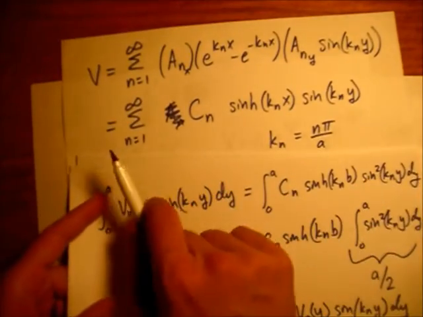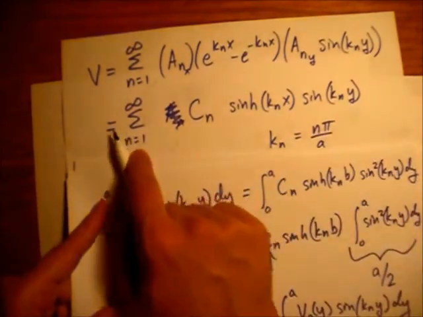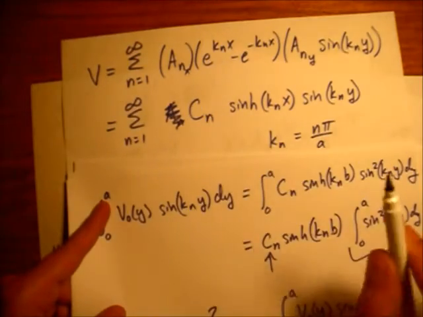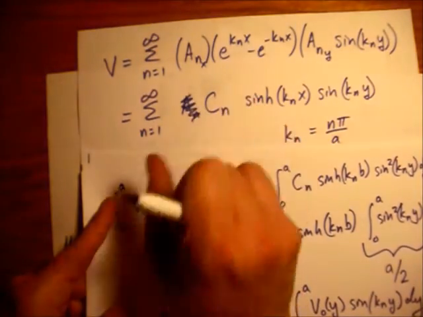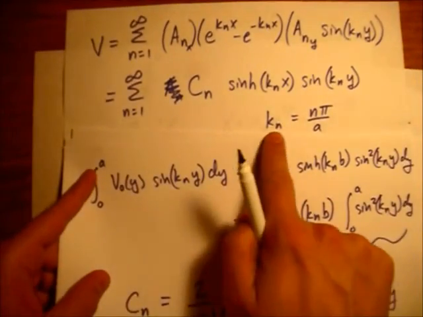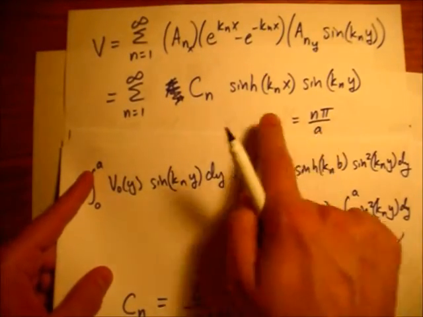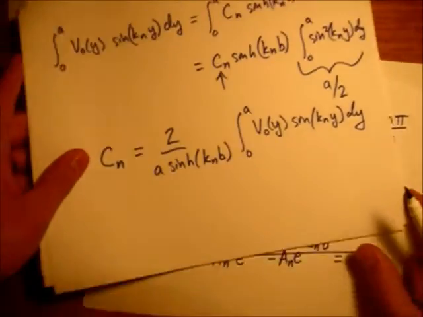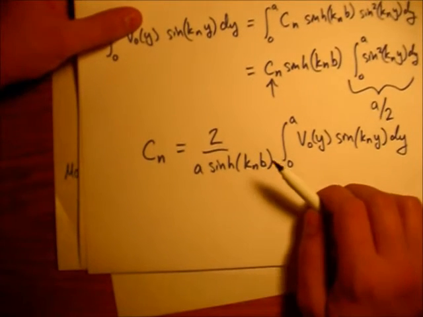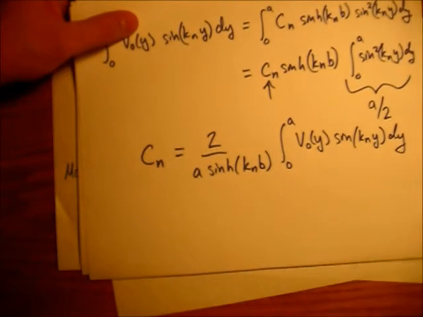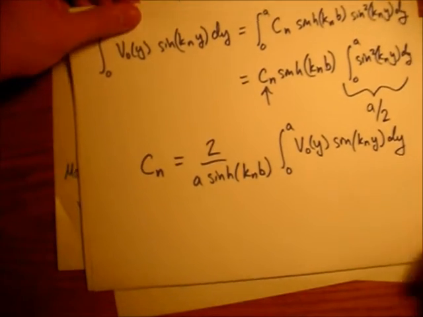we could write it out, but it's probably more instructive to just look at this right here and just picture this huge Cn thing plugged in right here, and every time you see a kn, picture this n pi over a plugged in. So that is the potential. So that's the solution to this problem.